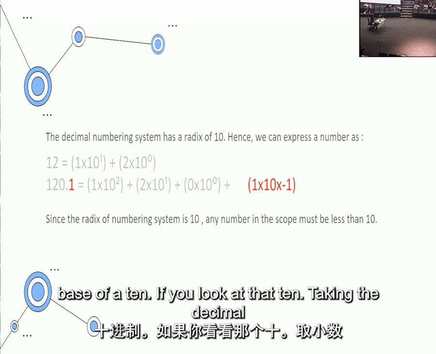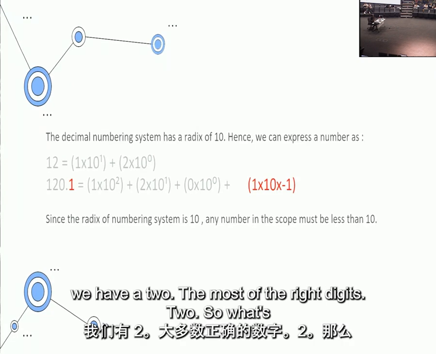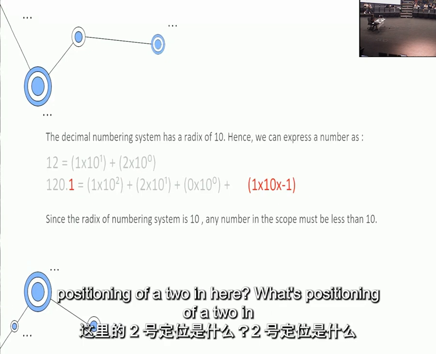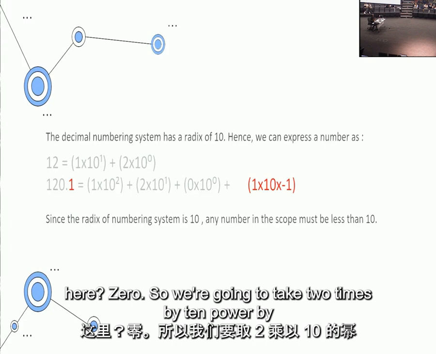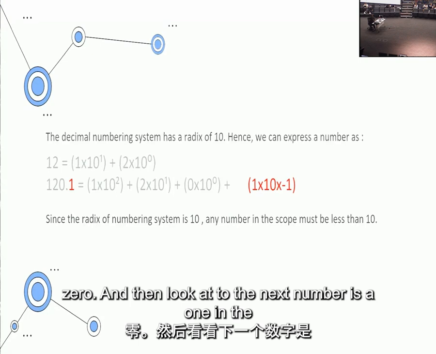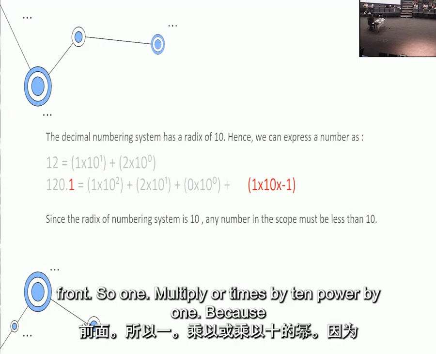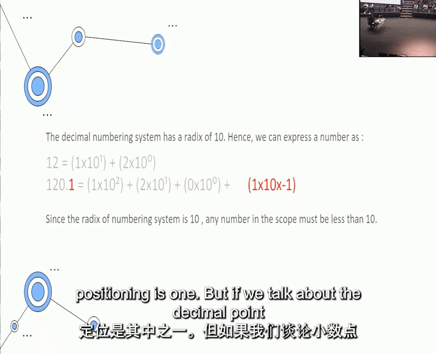For this decimal number, the base is 10. Taking the positioning, we have a 2, the rightmost digit. So what's the positioning of the 2 in here? 0. So we're going to take 2 times 10 power 0. And then look at the next number, a 1 in front. So 1 times 10 power 1, because the positioning is 1.